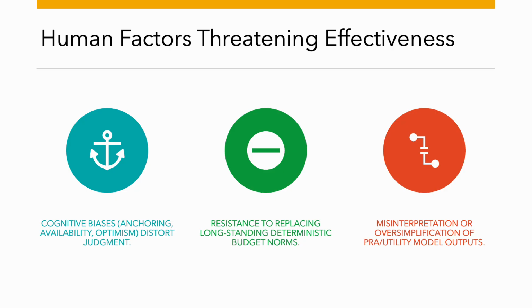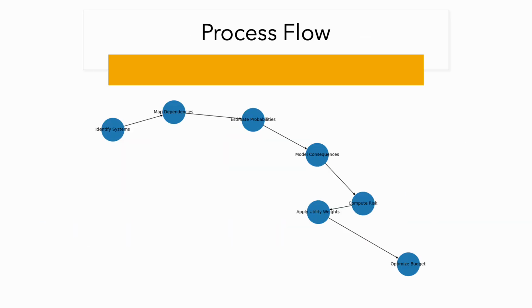Some human factors are present during this examination. Human factors present a major risk, including cognitive biases, inconsistent judgment, and institutional inertia that can degrade the effectiveness of PRA. If staff undermine or misinterpret the model, results degrade. That's why training, transparency, and governance oversight are essential.